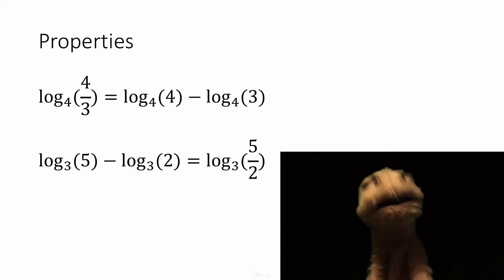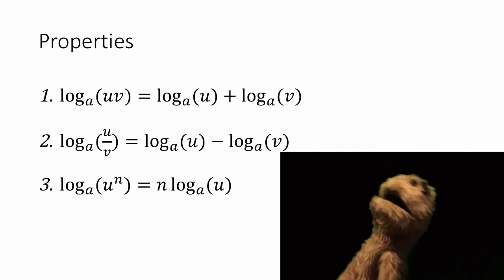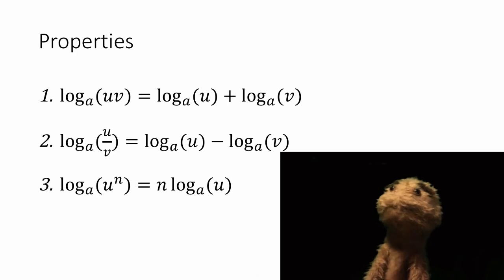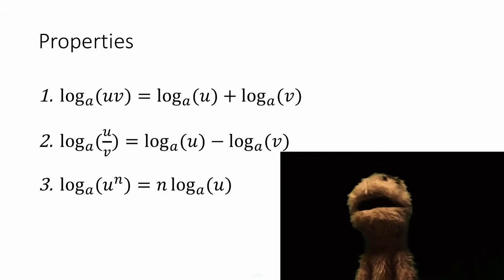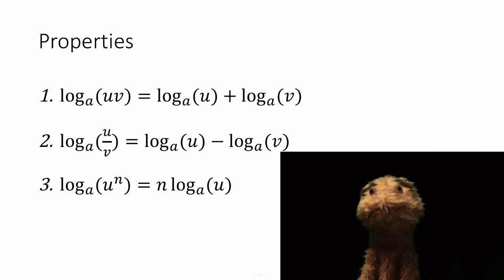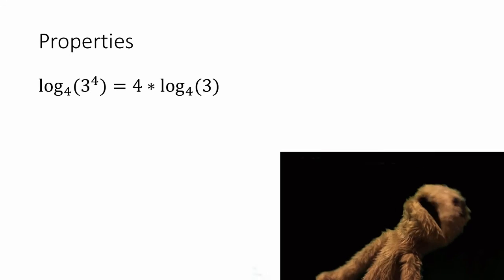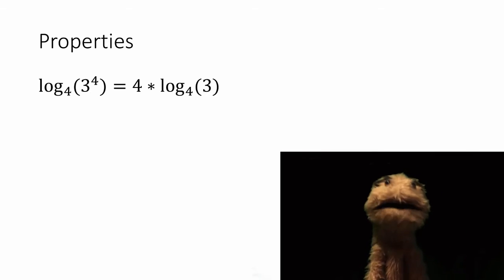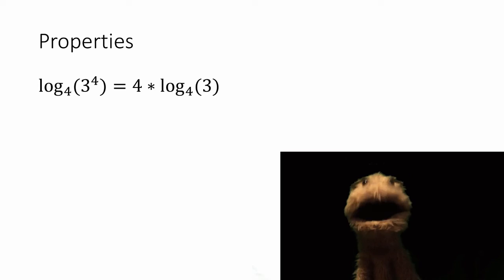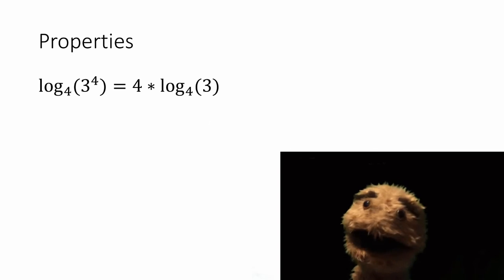Okay, this last one is a little bit trickier, but if the number within the logarithm is being raised to a power, you can move the power down to the front and have the number that was the power being multiplied by the logarithm. So the log base 4 of 3 to the 4th power equals 4 times the log base 4 of 3. And guess what I'm going to say next? This one can be done backwards too.